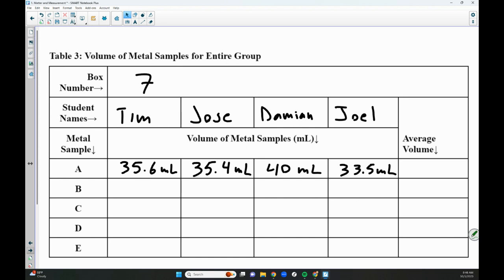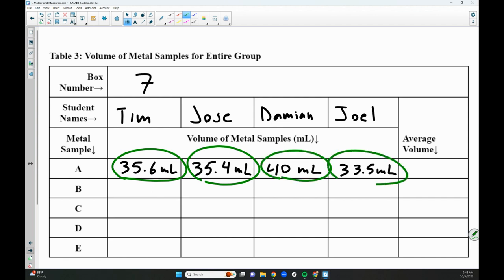Tim is going to list his volume. Jose is going to list his volume. Damien's going to list his, and I'm going to list mine. All right, when you look at this volume, something should stand out to you. If you understand what's going on here, it should be fairly obvious that Damien screwed something up, all right? For one thing, his precision is off. He does not have a decimal place here, so that's a problem because we should all have volumes to the tenths place. Also, his is quite a bit different than all the rest here for the volume.